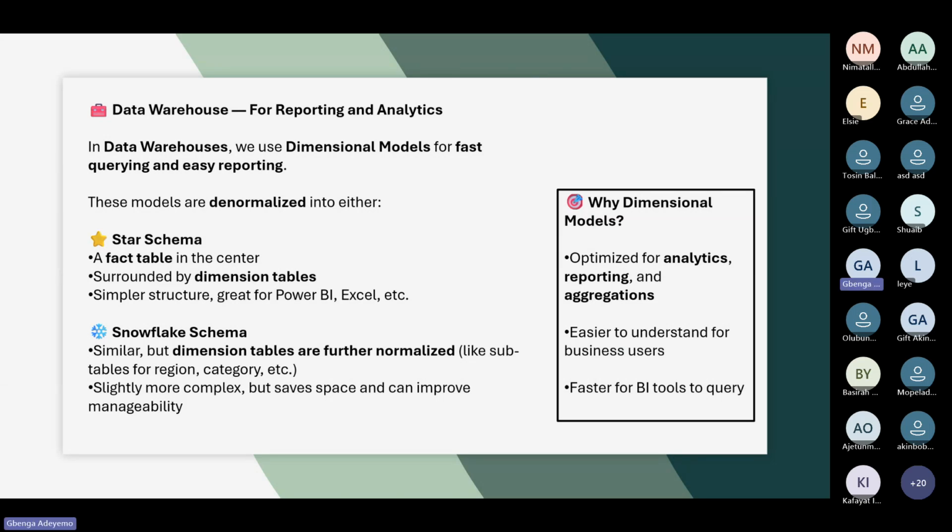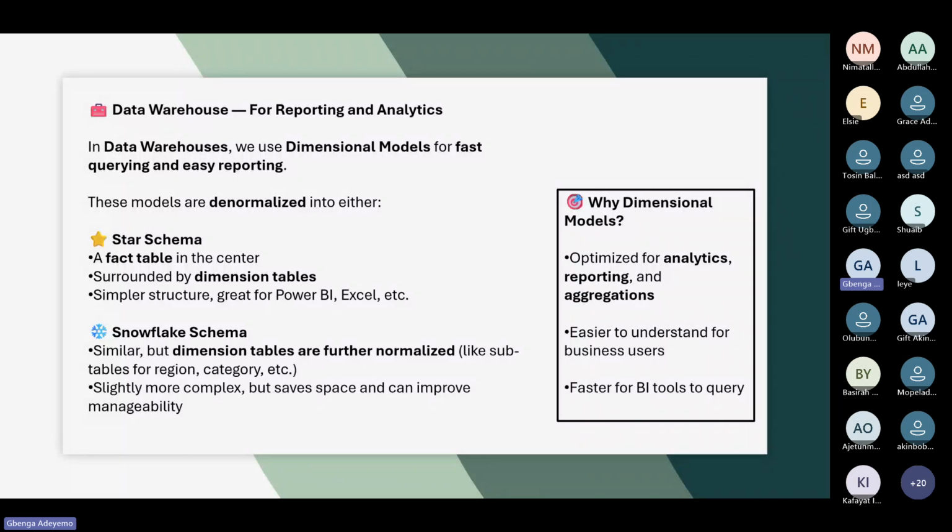For example, now you can have a customer table. That customer table has location. You can have another table called location that will link to the customer table, before the customer table will now link to the sales table. So that one is a snowflake schema. When you normalize the dimension tables that you have in your dimensional model, that is a snowflake schema, right?